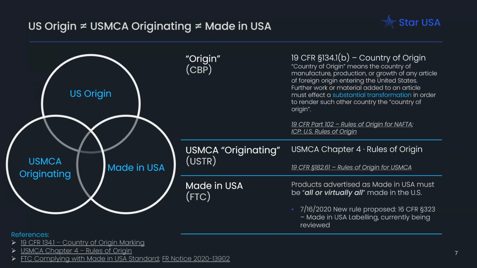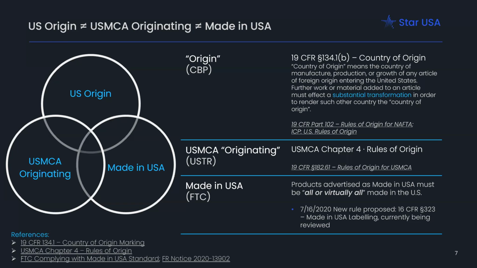And this is codified as part of the import process. It is an extremely relevant aspect for country of origin marking upon importation, but it has no direct bearing on the USMCA term originating. That's defined separately under USMCA Chapter 4, Rules of Origin. And we'll look at some of the ways that we can identify how to achieve the originating status under USMCA. But it's important to note that it is not the same as US origin or Canada origin or Mexico origin.